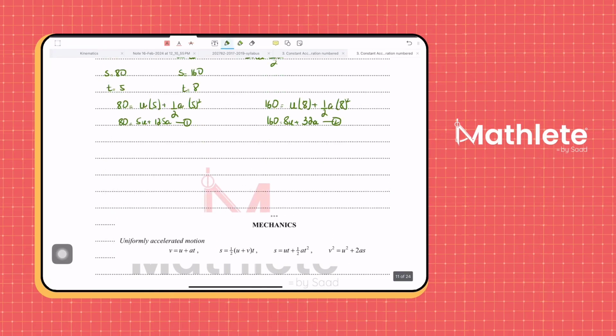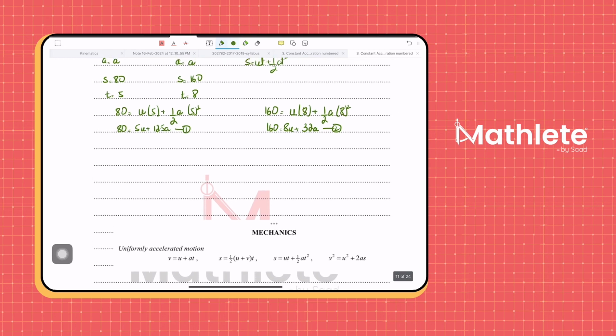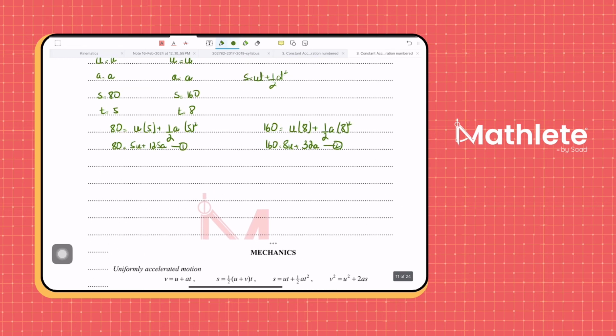Wait, sir, can you solve these? Because I made a calculation error and I can't tell where I went wrong. Okay. You got the two equations correct? Yeah. Okay. What method are you using? Substitution, elimination? I eliminated the u and then I added everything together. Okay. So let's simplify this equation. These are all multiples of 8. So 160 divided by 8 is 20 equals u plus 4a. Is this what you got?